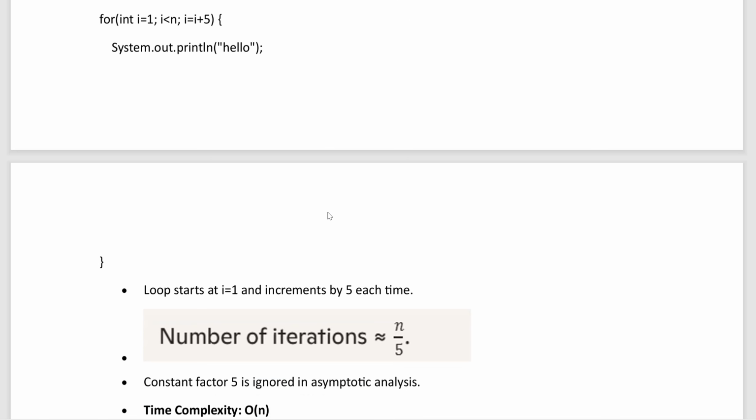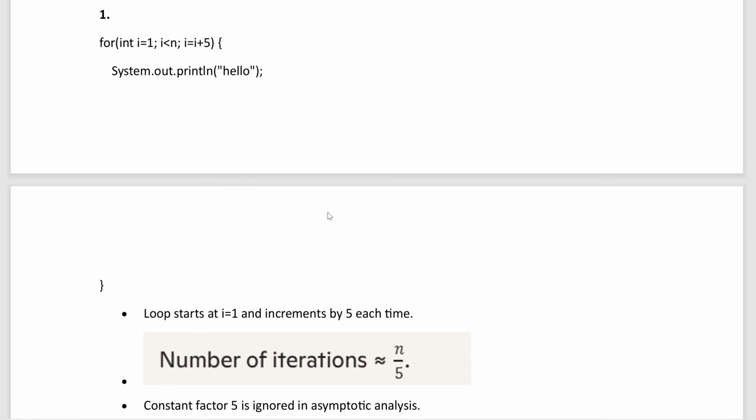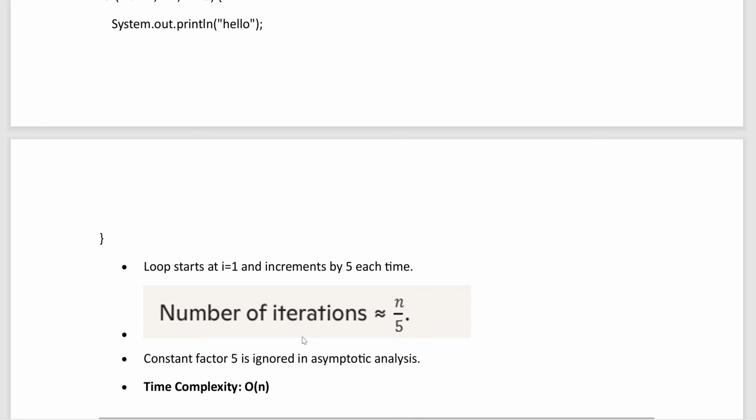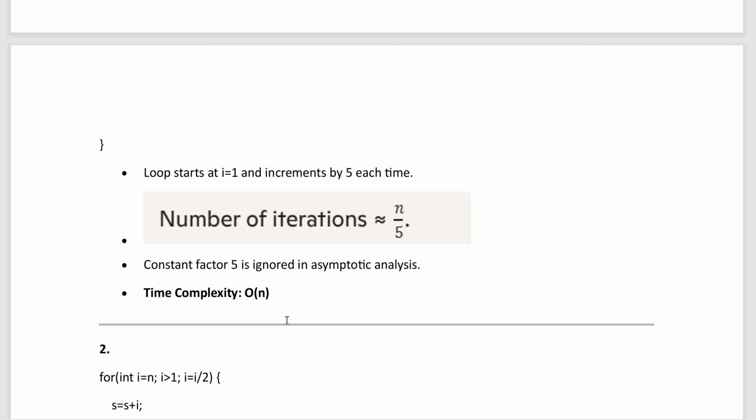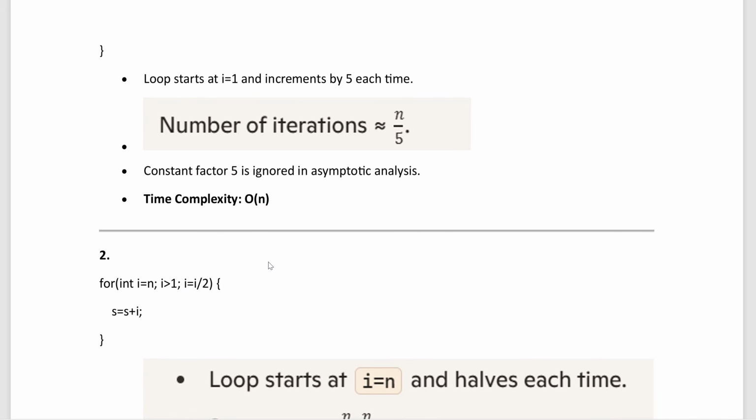In the first part, you can see a for loop: I = 1, I less than n, I = I + 5. Sorry, I is incremented by 5 each time because I = I + 5. So the number of iterations is approximately n/5. That's why the time complexity is big O of n only.